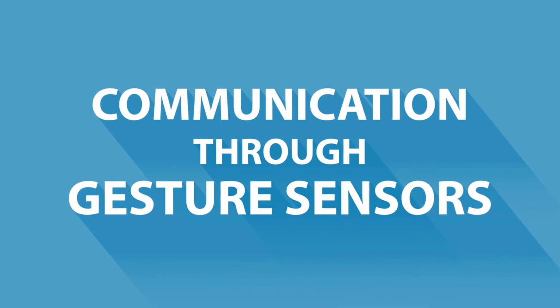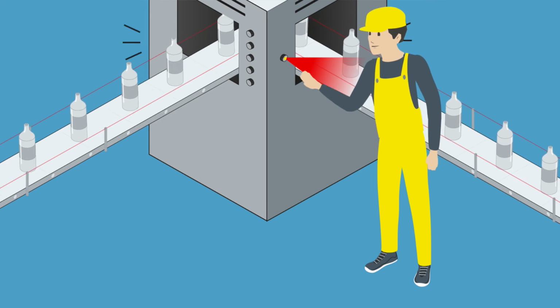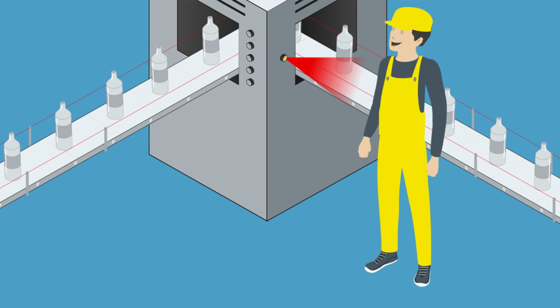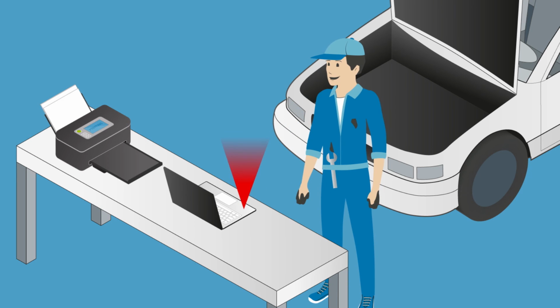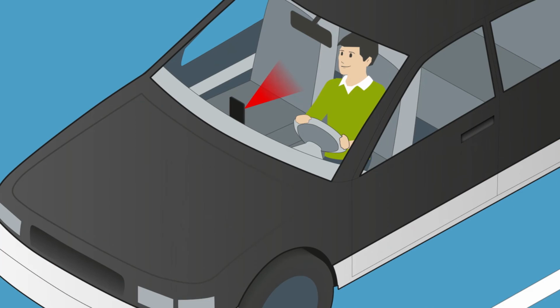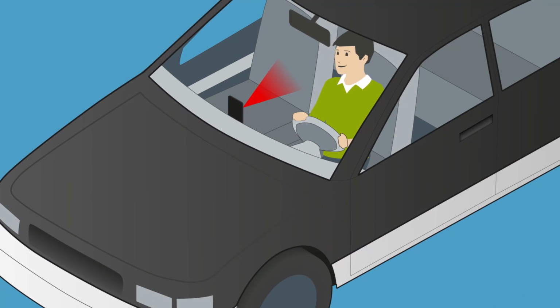Now, let's see how gesture sensing helps communicating with computers in challenging situations, like noisy environments such as on a factory floor, using a gesture for stopping machine operations. The mechanic with dirty, greasy hands printing an invoice for the customer. Or the car driver accepting calls or directing the navigation system while driving.